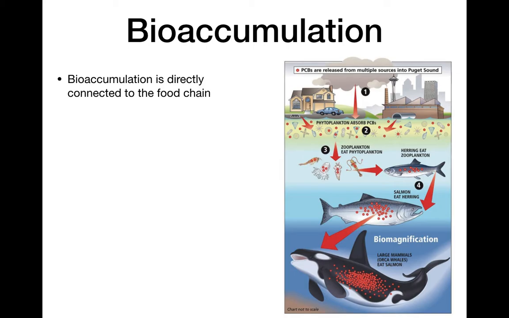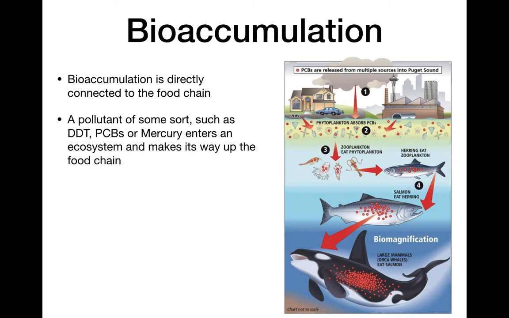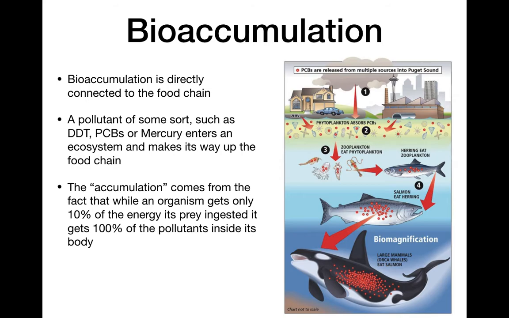This ties directly into food chains and energy transfers. A pollutant could be a variety of pollutant types. It could be DDT, PCBs, mercury. Somehow it enters the ecosystem, usually through human activities, and then it makes its way up the food chain. So with accumulation comes the idea that as organisms pass it on from one to the next, they're only getting 10% of the energy that their prey ingested, but they're getting 100% of the pollutants in its body. So bioaccumulation: remember that the prefix bio means life, and accumulation is the same word, to accumulate, to increase in quantity.